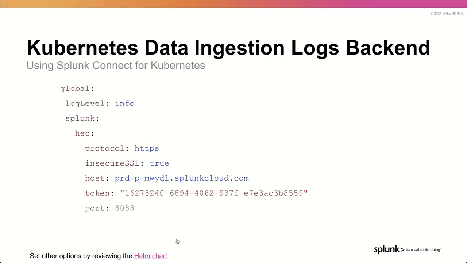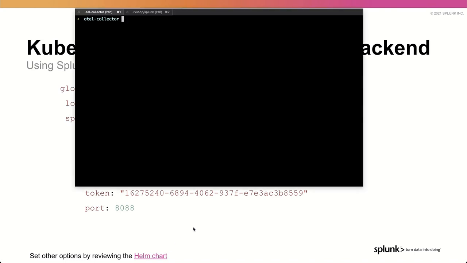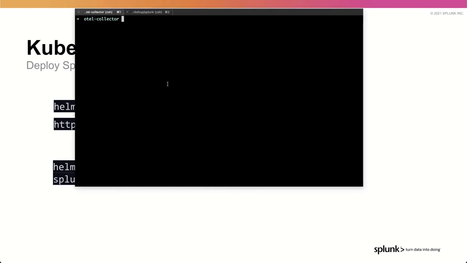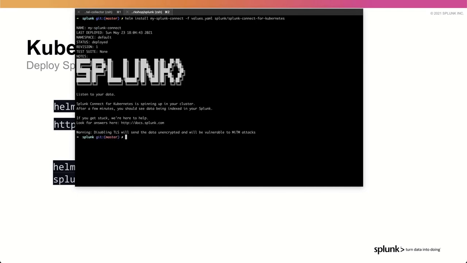So let's go ahead and deploy my Splunk Connect for Kubernetes. It is going to use the values.yaml file that I showed you earlier. So it has now deployed the log collection as a daemon set on all the 4 nodes.